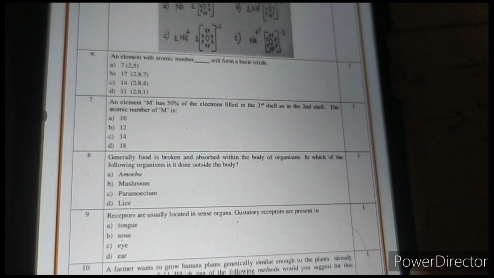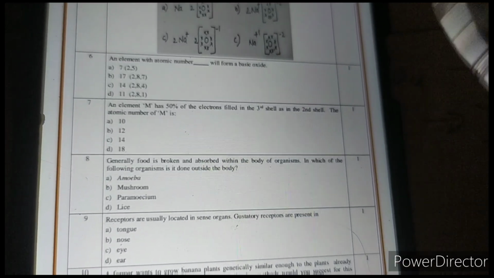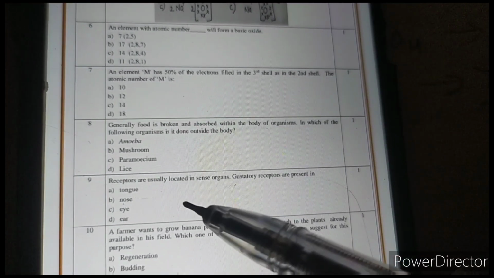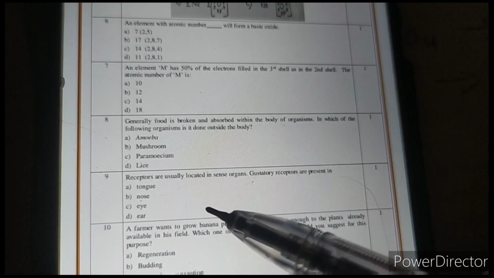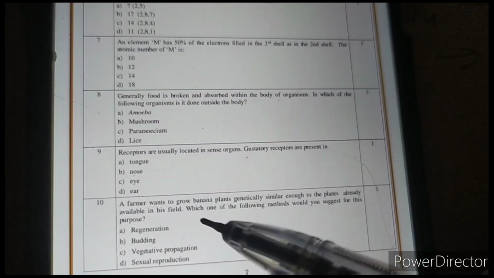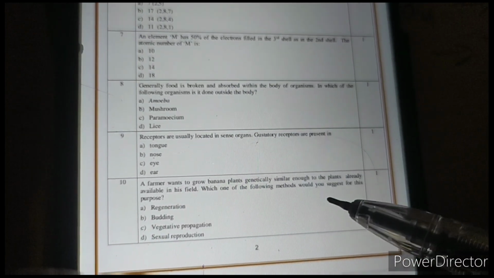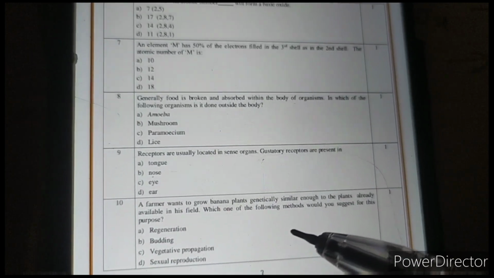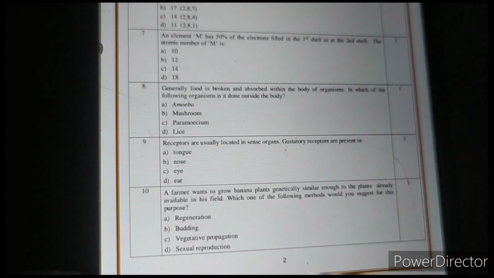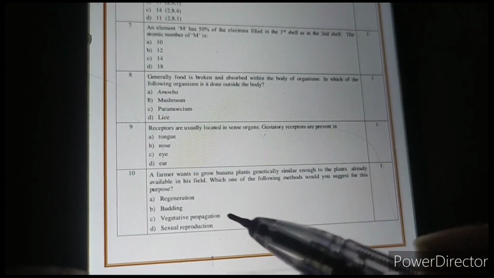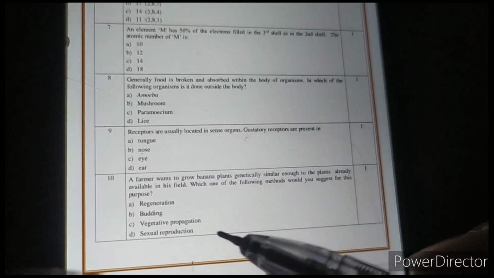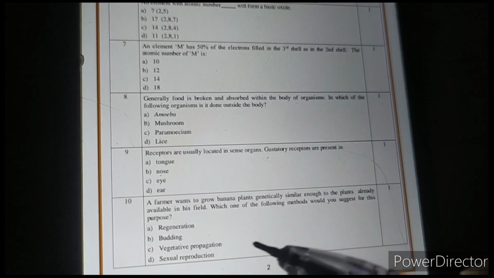Generally, food is broken down and absorbed within the body of an organism. Which of the following organisms is different? That is mushroom. In the mushroom, the food is broken down outside the body and absorbed outside the body. Receptors, gustatory receptors, are present in the tongue. So answer A is correct. And a farmer wants to grow banana plants genetically similar to the plants already present in the field. So the method used for that is not sexual reproduction, that is asexual reproduction. Asexual reproduction here is done by vegetative propagation. So answer C here is correct. The next 10 MCQs will be dealt with in another video.